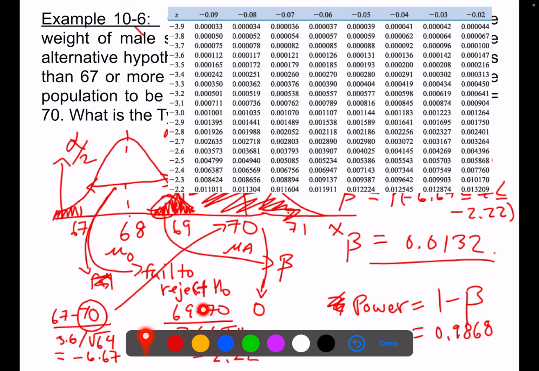And then for the other term, it is minus 2.2. We look at the table for minus 2.2. And I already mentioned this: when you look at the table for negative numbers, this is not the row for 2.2. It's the other way around. This is the row for 2.2, right? So for 2.2, we have 0.013.